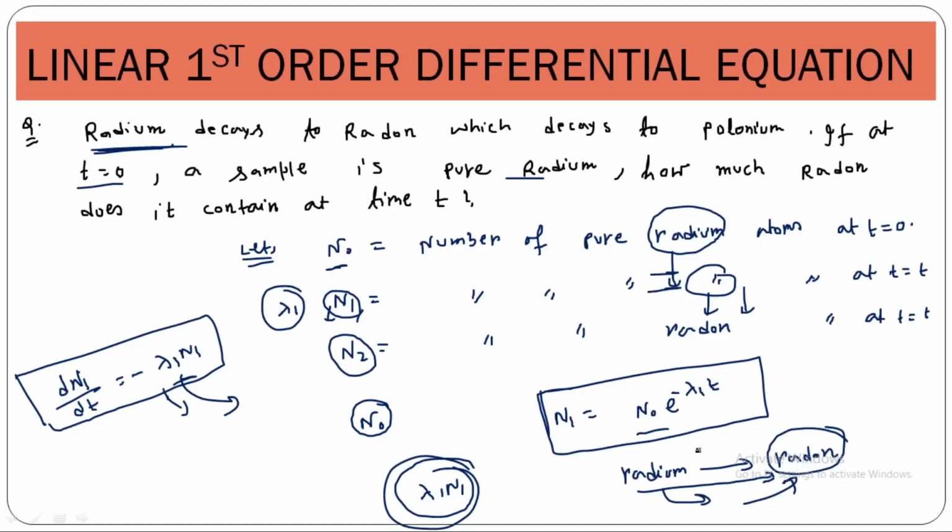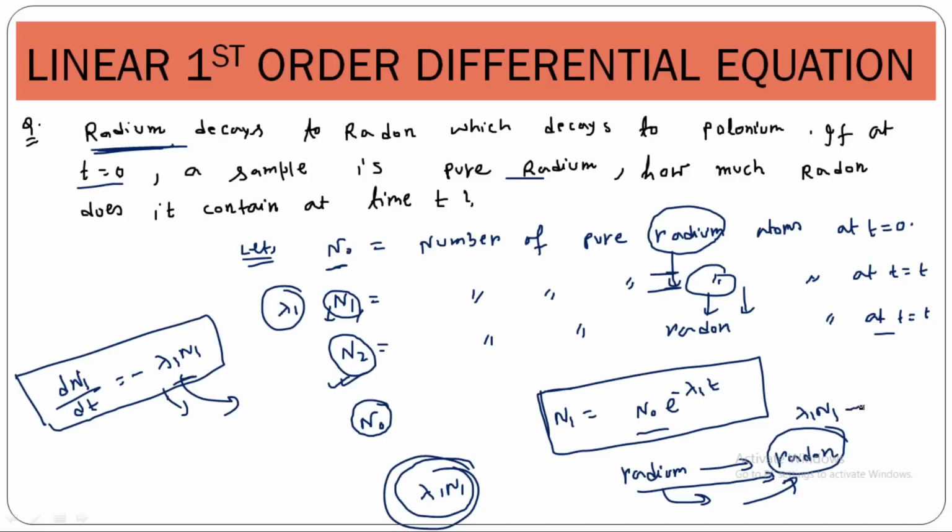So radium decays at the rate of lambda 1 n1, that means radon is formed at the rate of lambda 1 n1. Now radon is also decayed. So if at t is equal to t, it has number of atoms n2, then it will decay at the rate of lambda 2 n2. So the rate of formation is lambda 1 n1 and the rate of decay is lambda 2 n2 for radon.